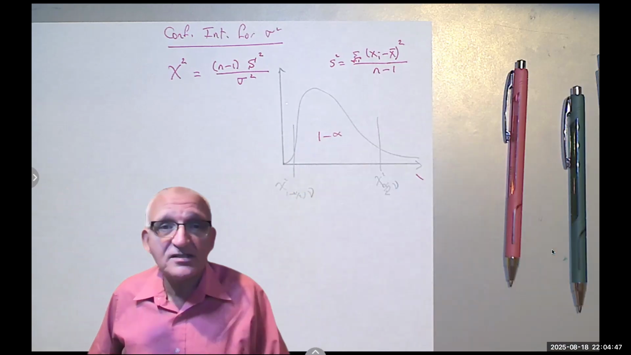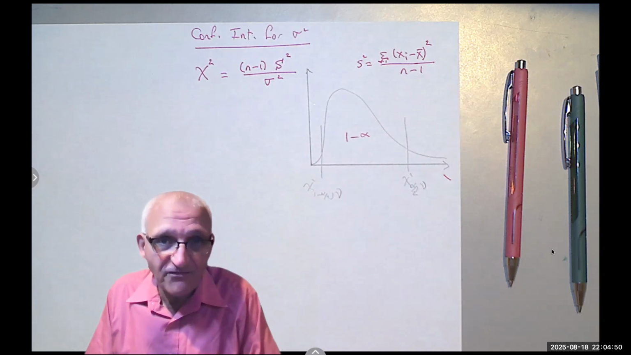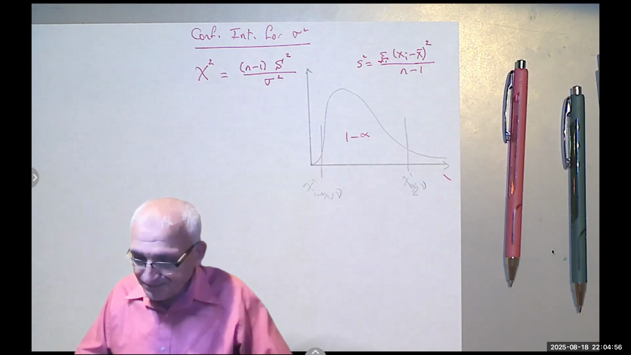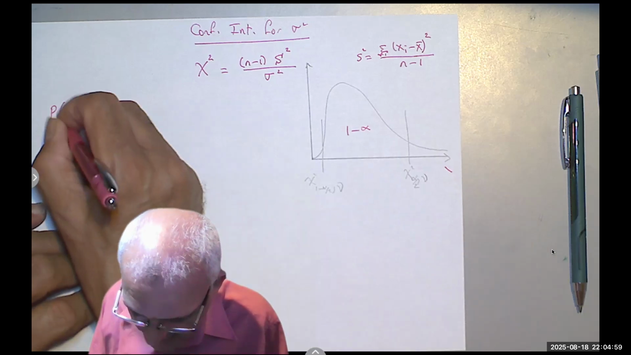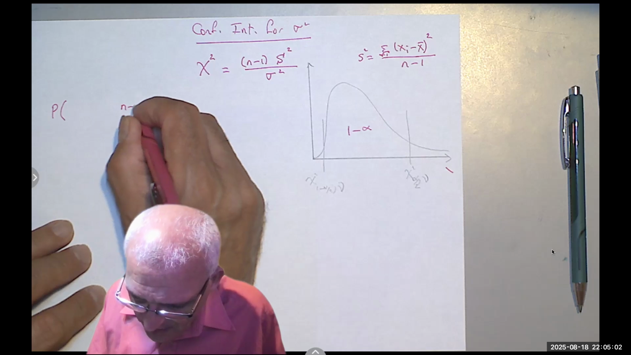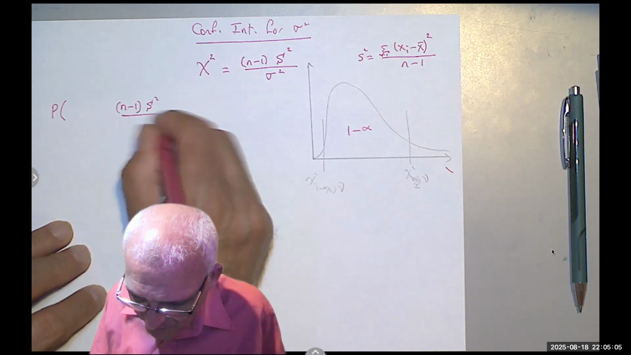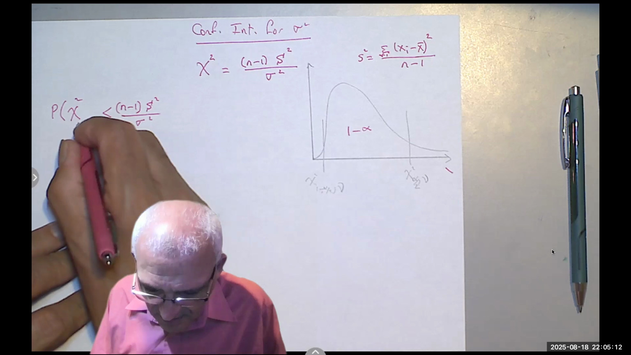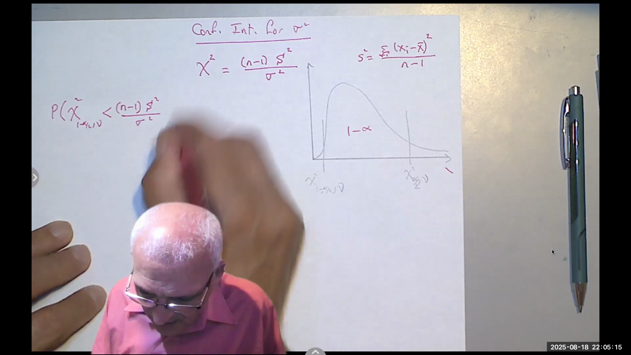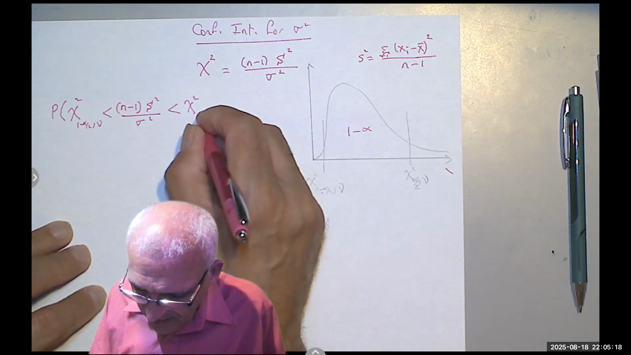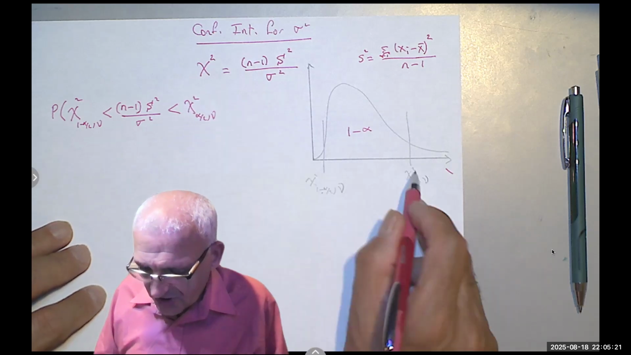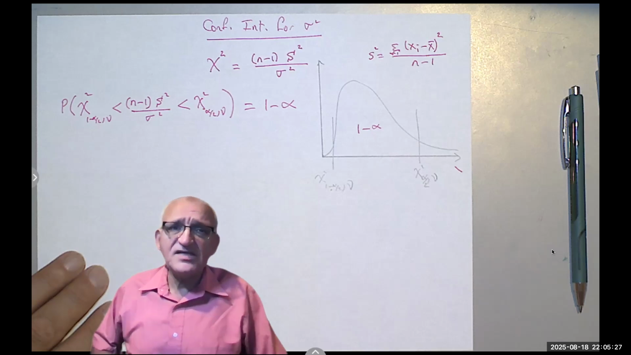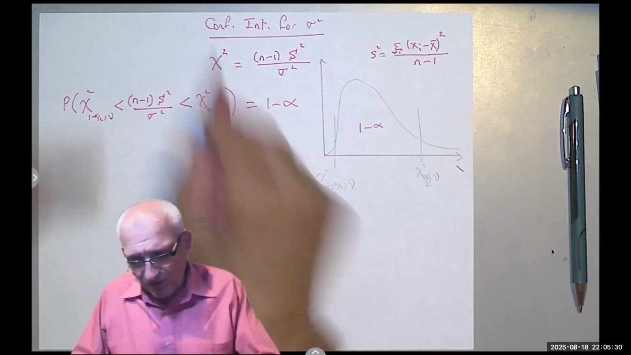So if I want to construct a 100 times 1 minus alpha percent confidence interval for sigma square, I have to say, I want to find the probability that my n minus 1 s square over sigma square being greater than chi-square of 1 minus alpha over 2 and degrees of freedom, less than chi-square of alpha over 2 and degrees of freedom, which is the large one, equals 1 minus alpha. And you say, but I want sigma square. I don't want all the rest.